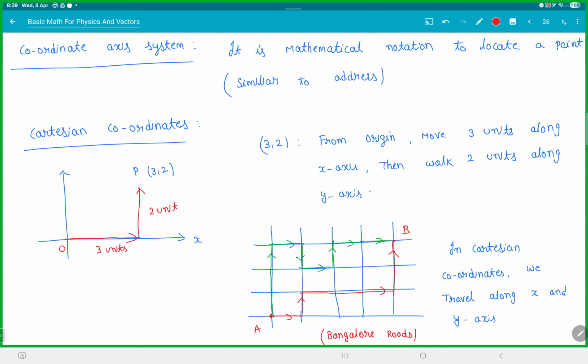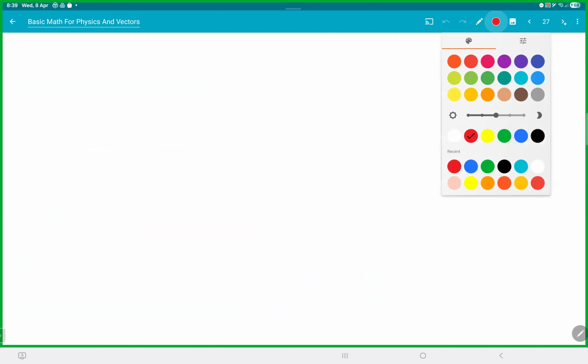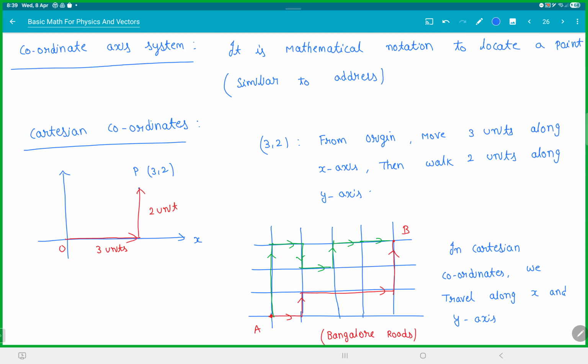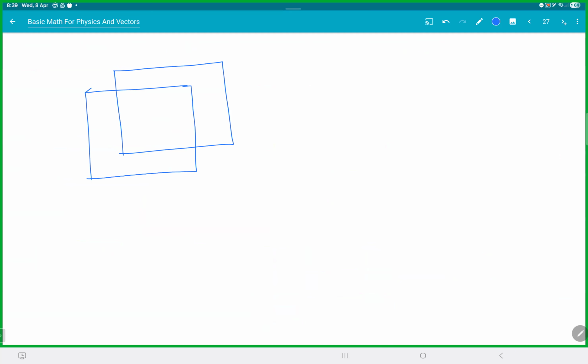Clear? So this is a two-dimensional Cartesian coordinate. Now if I take a 3D, any doubt so far? Basic stuff, right? This is how you draw a cube. In case you don't know, you can put two squares and then just join them and you get a cube.